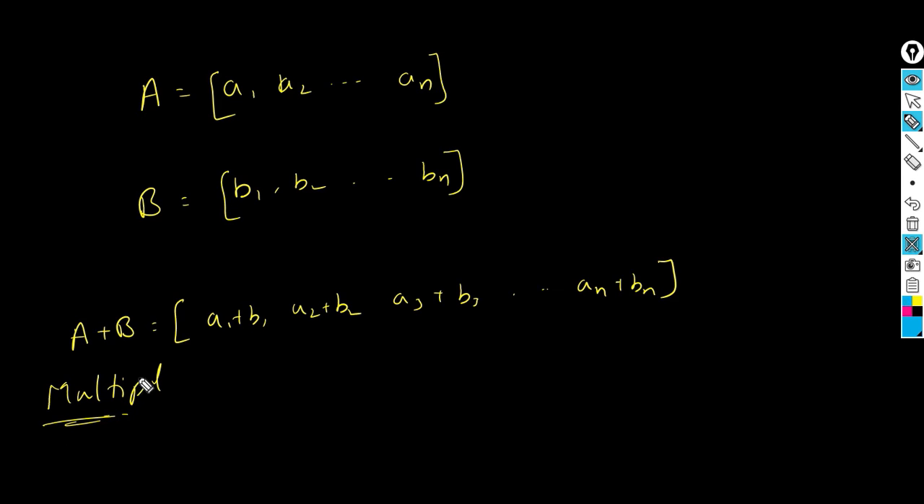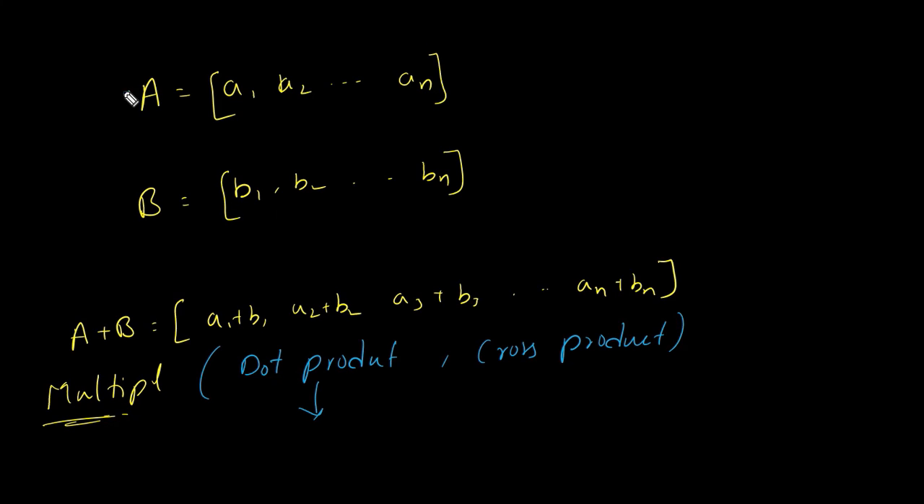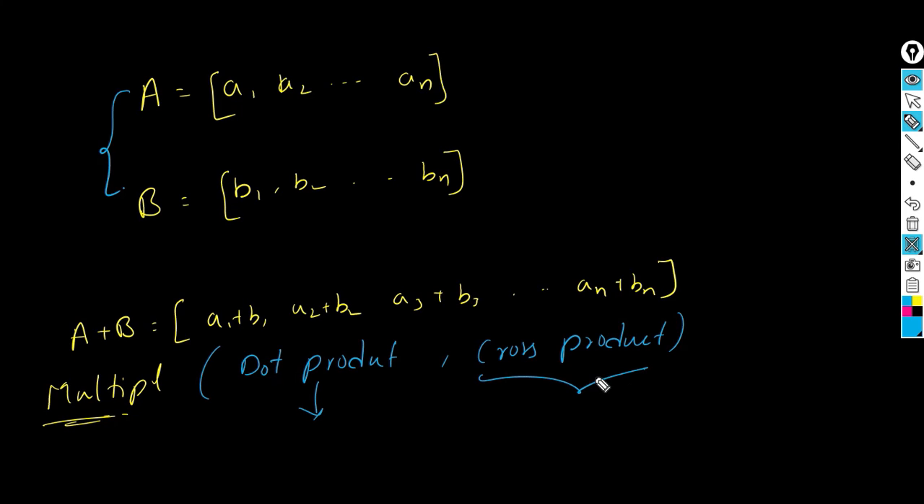In multiplication, we have two types: one is the dot product, and another is the cross product. What is the difference between the dot product and the cross product? Basically, the dot product is used for finding the similarity between two vectors, to find how much similarity there is between them. The cross product gives the dissimilarity, the difference.